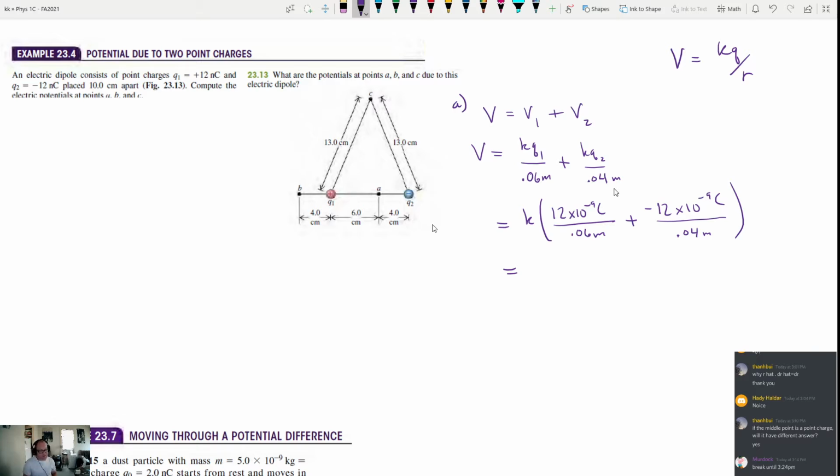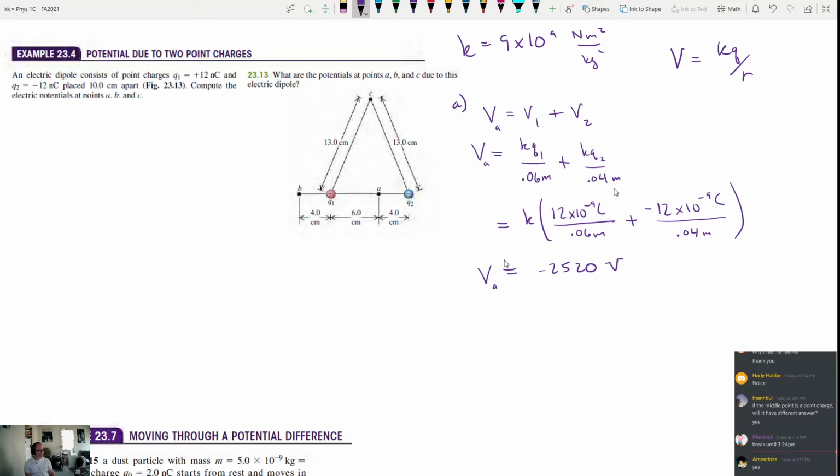Tell me what you all get. I got negative 2520. Do you all agree? Is anyone out there? Okay. Cruising right through this.